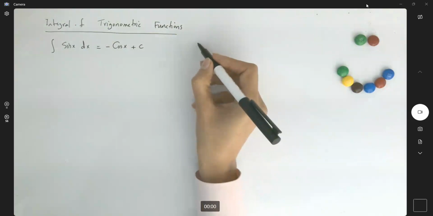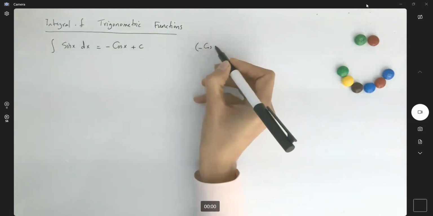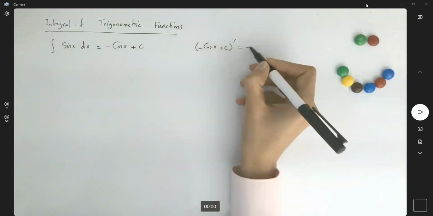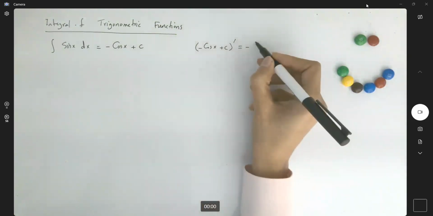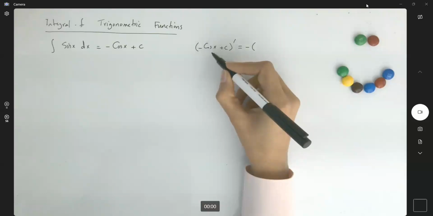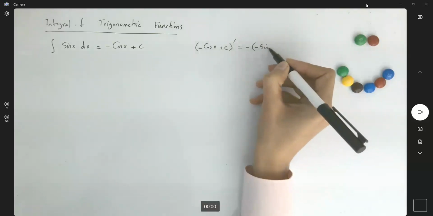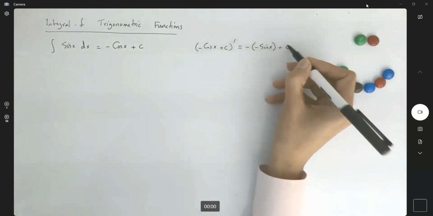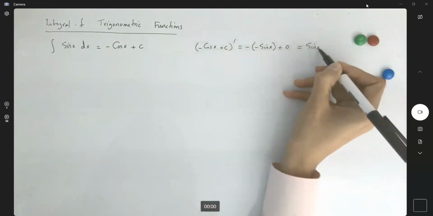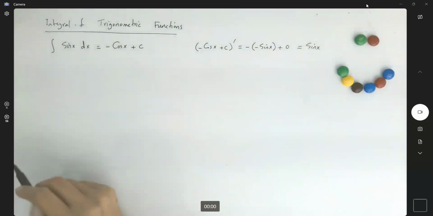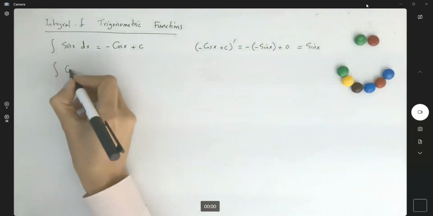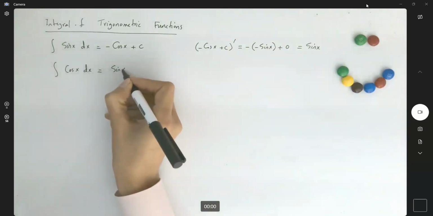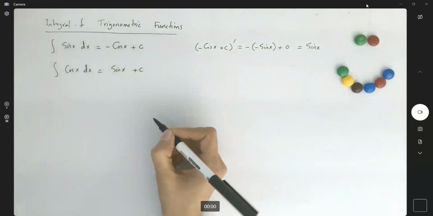Why is that? Because the derivative of negative cosine x plus c is equal to minus the derivative of cosine, which has a negative sign. So you have a negative sign, an extra negative sign, plus 0, which becomes sine of x, the integrand. The integral of cosine x dx is nothing but sine x plus constant of integration.